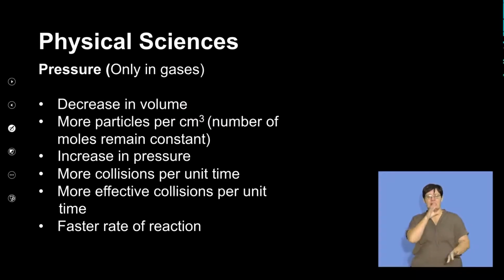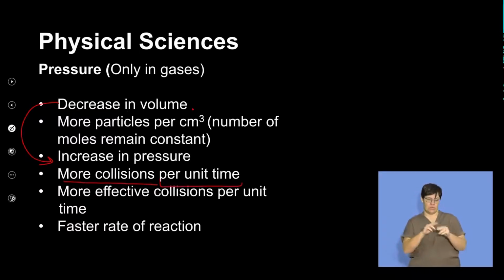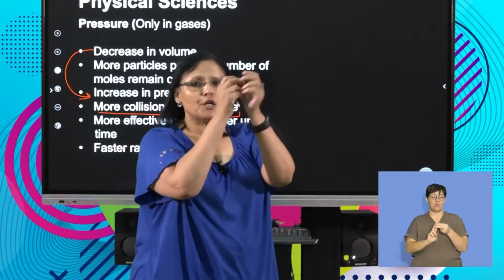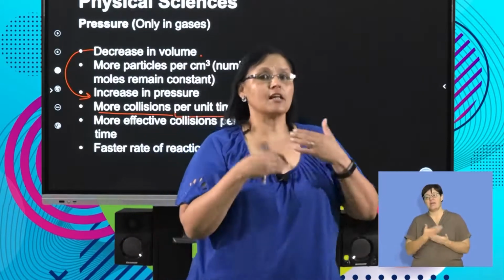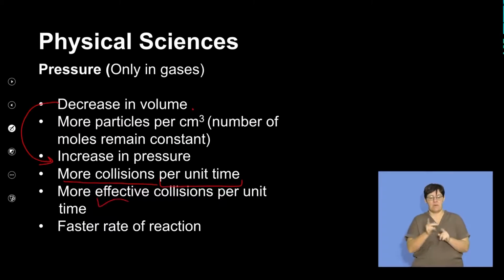Just to explain, why does an increase in pressure lead to an increase in reaction rate? According to the collision theory, a decrease in volume leads to an increase in pressure because there are now more particles in that small space. So we have more collisions per unit time, and that means a likelihood of more effective collisions per unit time, which leads to a faster rate of reaction.